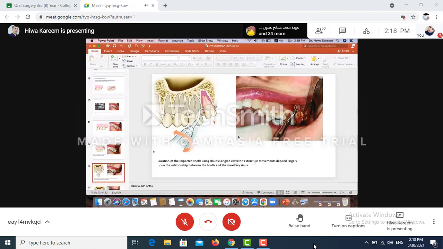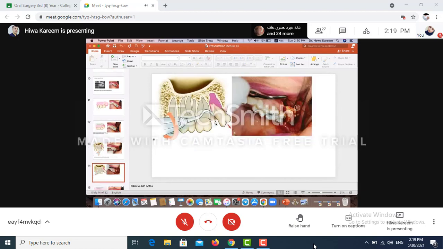Extraction movement depends largely upon the relation between the tooth and the maxillary sinus. If the tooth is near the maxillary sinus, do not make more movement, because during the movement the tooth can go into the maxillary sinus and make a problem for you. Be careful when you extract the upper third molar.